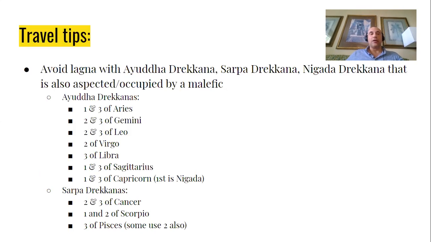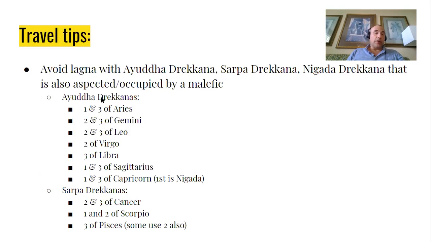Nigada means fetter, tied up. So if you travel during that, or a sarpa drekana, which is a snake wrapped around you, you tend to have restrictions and delays. Ayuddha drekana tends to have problems, but it should also be occupied or aspected by a malefic for it to really produce bad results. So if there's an Ayuddha drekana, no big deal, sarpa, but if there's also, say, Saturn or Rahu there, then you have a problem.